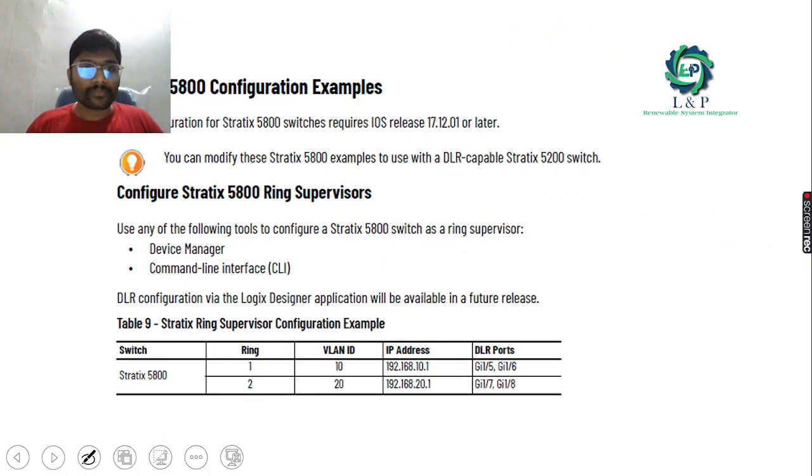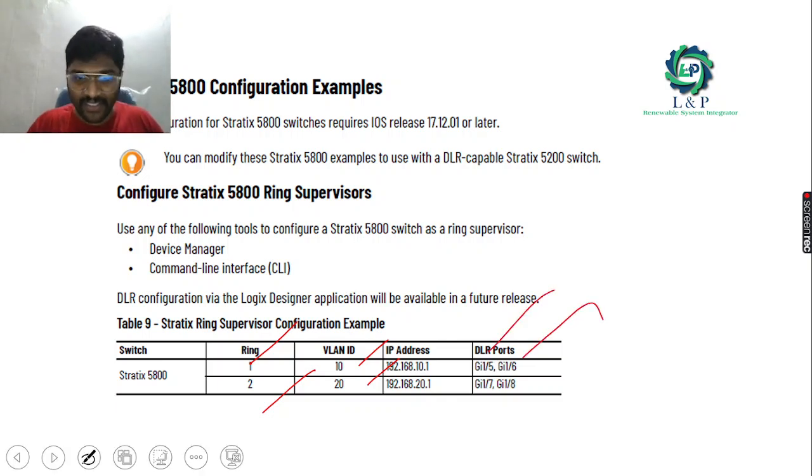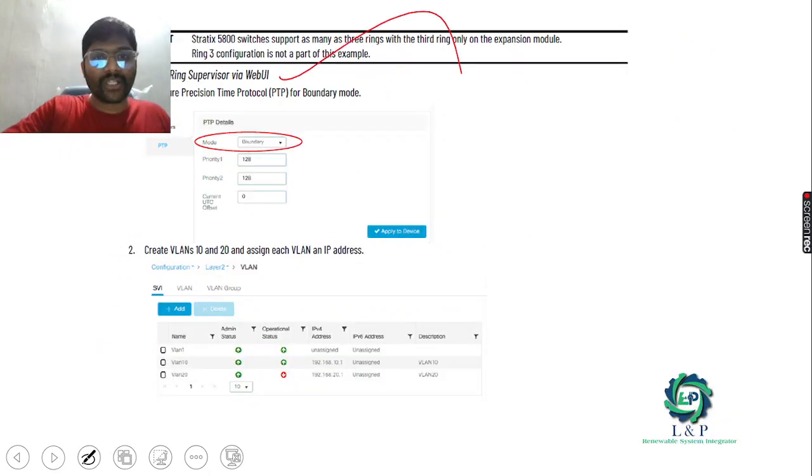Next, the same methodology we can use for Stratix 5800 configurations as well. So we can create two different rings, and the VLAN IDs will be 10 and 20. As you can see here, for VLAN ID 10 we are using ports 5 and 6, and for VLAN ID 20 we are using ports 7 and 8. So this is simple using the web user interface.